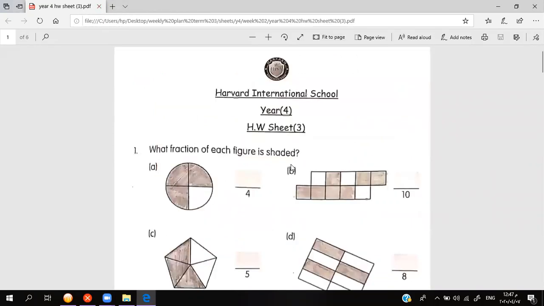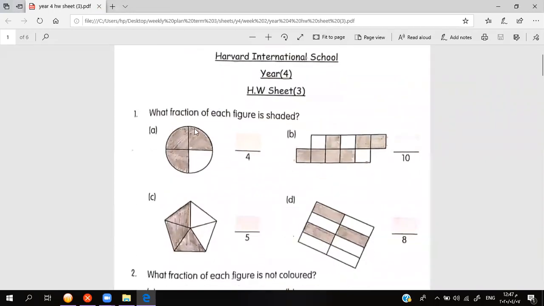Okay, here it is saying what fraction of each figure is shaded. How many are shaded here? 1, 2, 3. 3 from how many? How many are they all? 4. So it is 3 over 4.